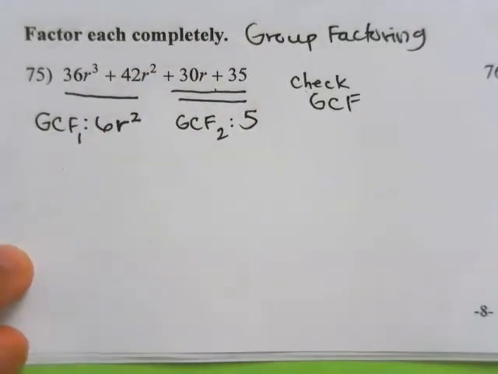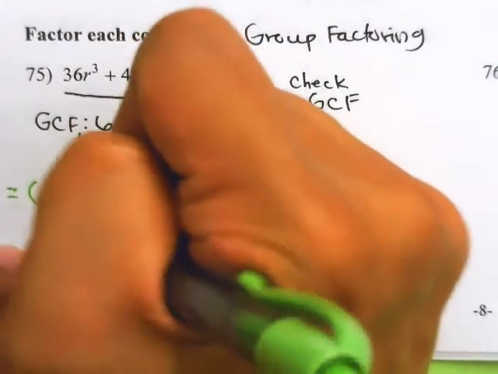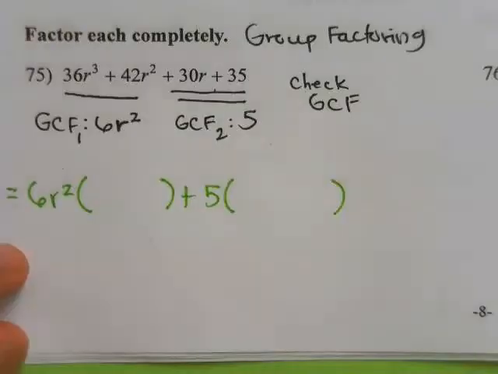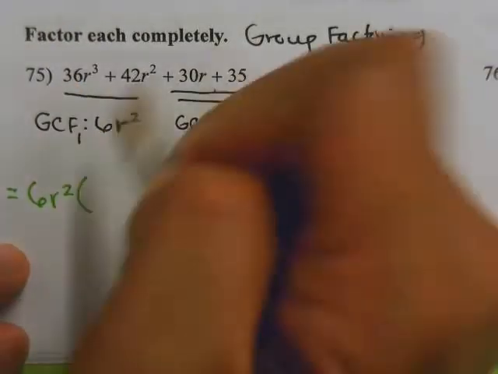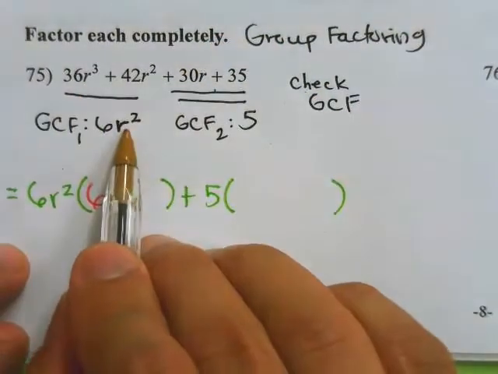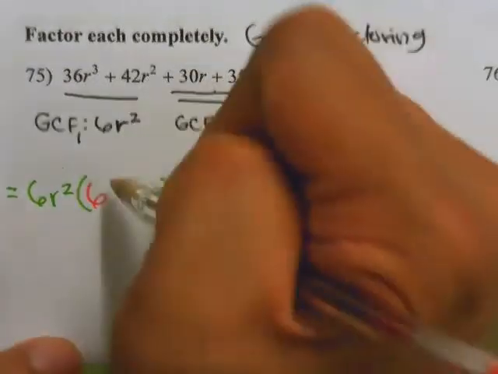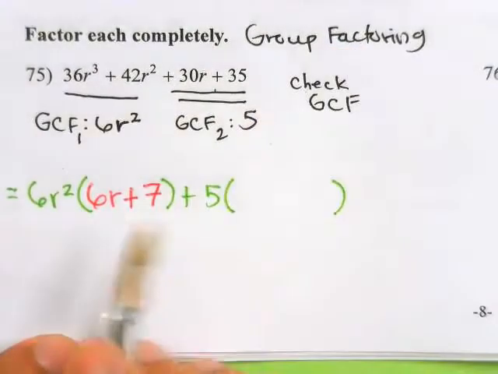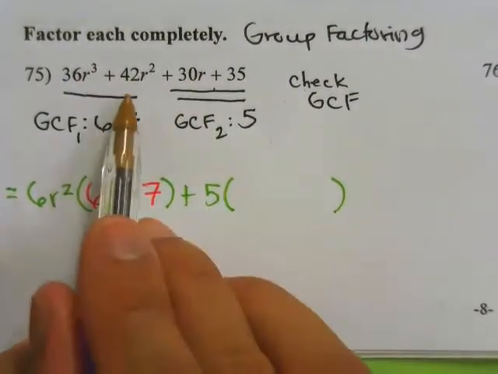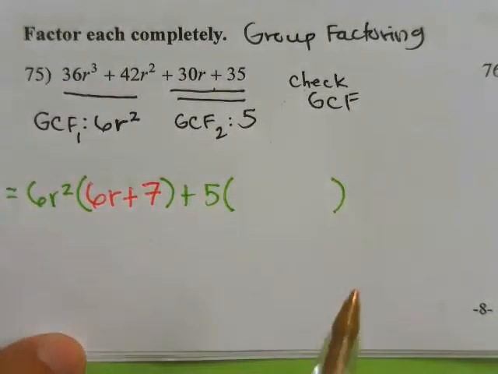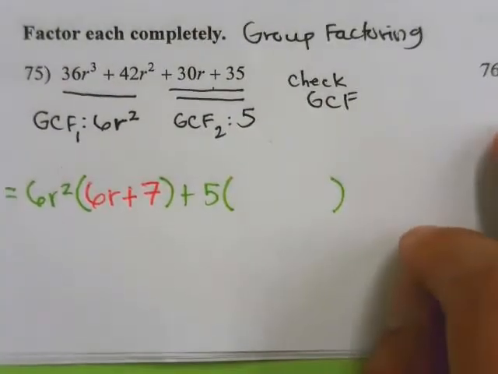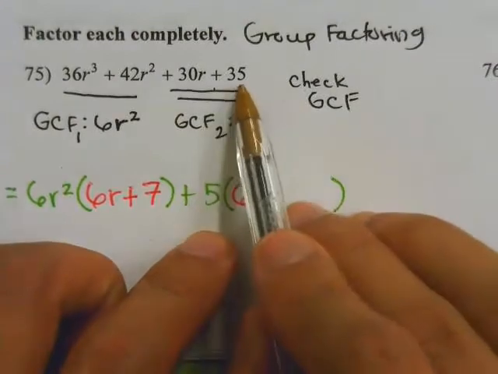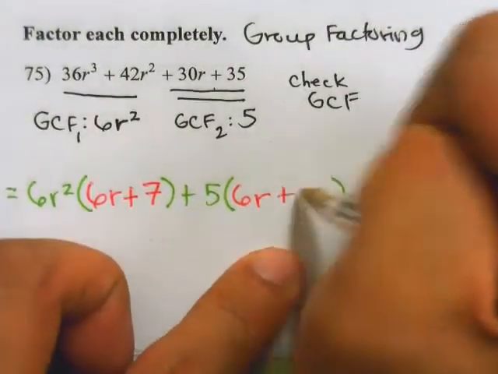Let's do that. All right, so what's going to happen is the 6R squared is going to be here, and then the plus 5 is going to be here, and then we just got to figure out the leftovers. 36 divided by 6 is 6. You already took out 2 R's, so you're going to have 1 R left over. 42 divided by 6 is 7. And then you already took out all the R's, so there will be no R's left over here. On the last 2 terms, you're taking out a 5. So 30 divided by 5 is 6. And don't forget the R because we didn't take that one out. Then 35 divided by 5 is a positive 7.